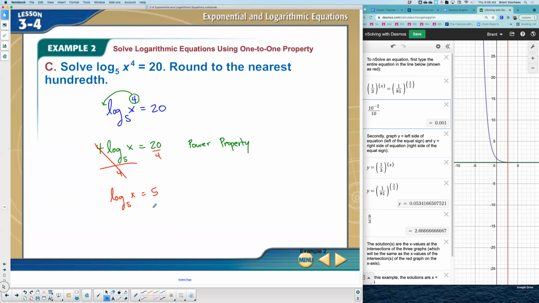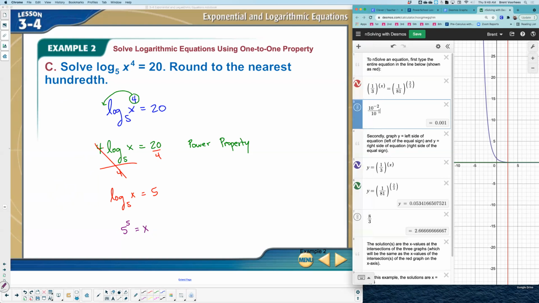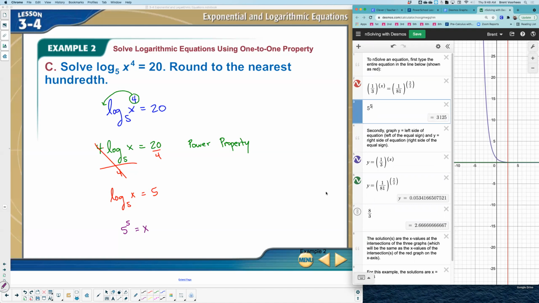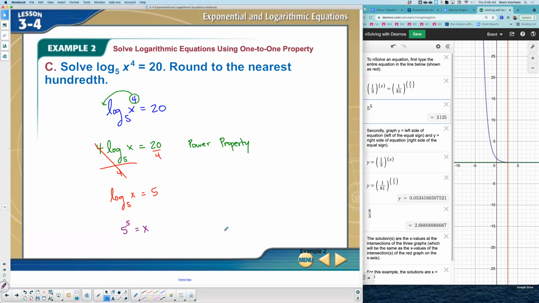Once you isolate your log, how do you solve a log isolated? Inverse. You take it to its inverse. So the inverse would be, what's my base? 5. What's the power? 5. 5 to the 5th equals x. It says round to the nearest hundredth. This won't round. Let's just see, what is 5 to the 5th power? This will not need a decimal. 3,125.